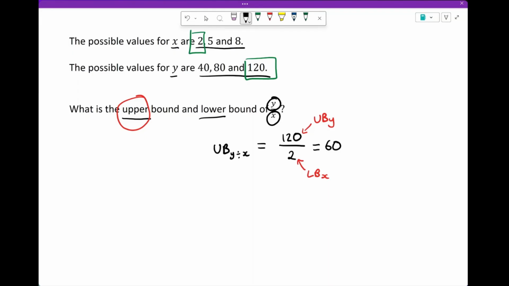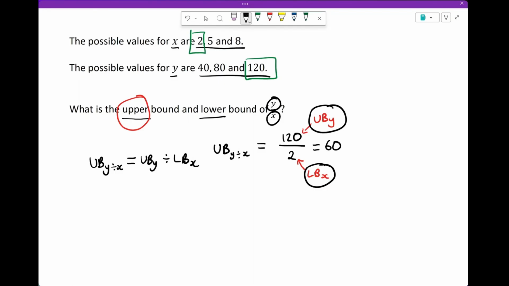So let's write out a generalization. If we want the upper bound of a division calculation where we're doing y divided by x, then I want to do my upper bound of y divided by my lower bound of x. So to get my upper bound, I need to do upper bound divided by lower bound. So there's a bit of mix and matching, a bit like subtraction.